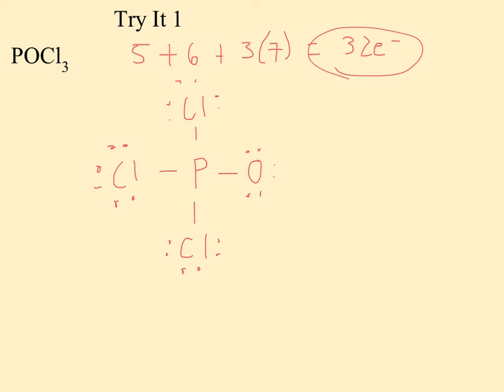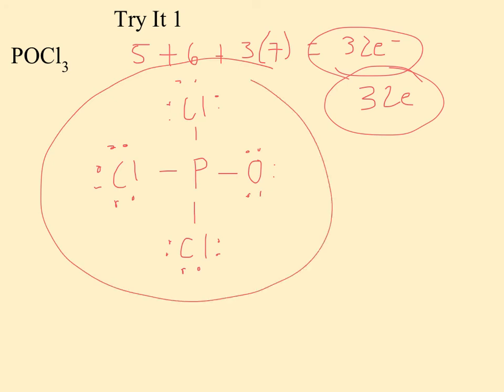And when I count up here, I've got 2, 4, 6, 8, 10, 12, 14, 16, 18, 20, 22, 24, 26, 28, 30, 32. That's what I've used, is 32 electrons. So this structure is correct for POCl3.